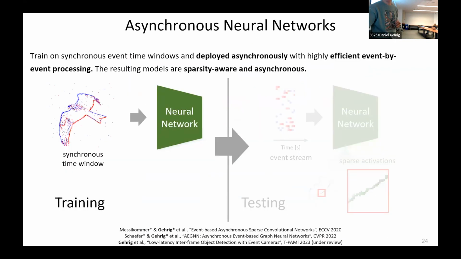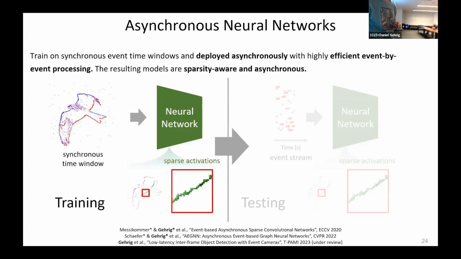And this is indeed possible with something called asynchronous neural networks. So how do asynchronous neural networks work? They train a network with batches of events. So in a standard way, like many people do, they use batches of events, they put them into the network, they supervise, and they train the weights of this network.